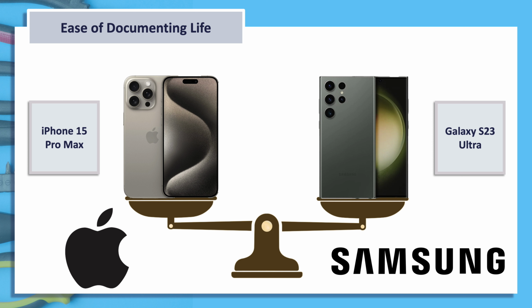So going back to our overall goal of assessing the ease of documenting life, I think it's fair to say that these two are fairly equivalent products, with the trade-off being between flexibility and quality. If you're looking for a device that can capture the broadest range of life's moments, the S23 Ultra is likely the best bet. While if you're more concerned about capturing your moments in the highest quality, the 15 Pro Max is the one for you. Now we will circle back to this question again at the end, once we've had a chance to look at portability and value. We'll see if this assessment still holds true.